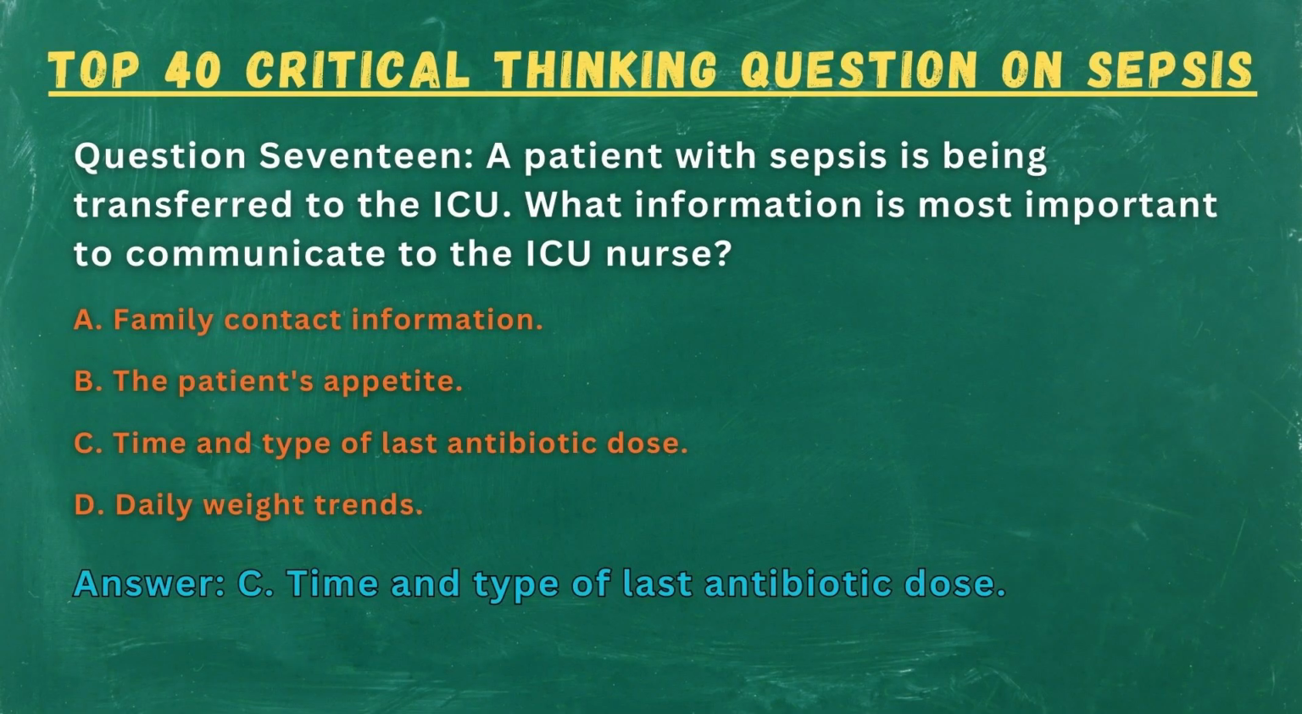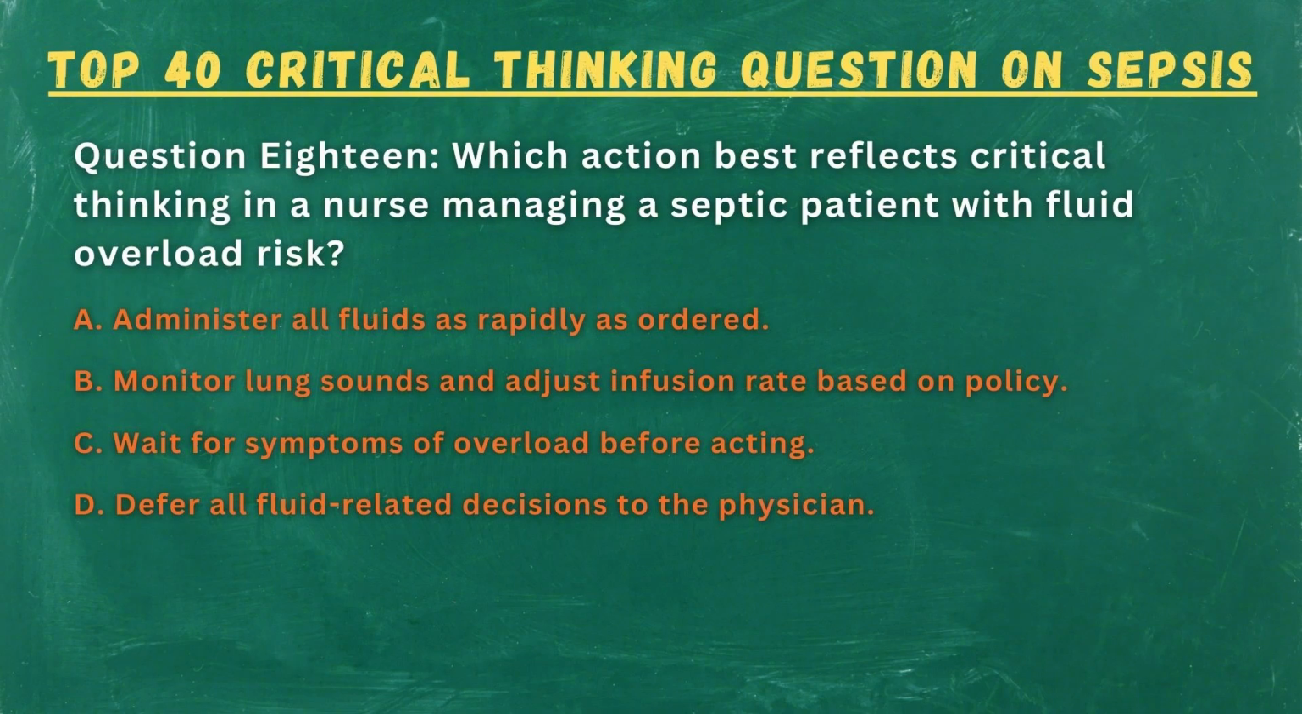Answer: C. Time and type of last antibiotic dose. Question 18. Which action best reflects critical thinking in a nurse managing a septic patient with fluid overload risk? A. Administer all fluids as rapidly as ordered. B. Monitor lung sounds and adjust infusion rate based on policy. C. Wait for symptoms of overload before acting. D. Defer all fluid-related decisions to the physician.